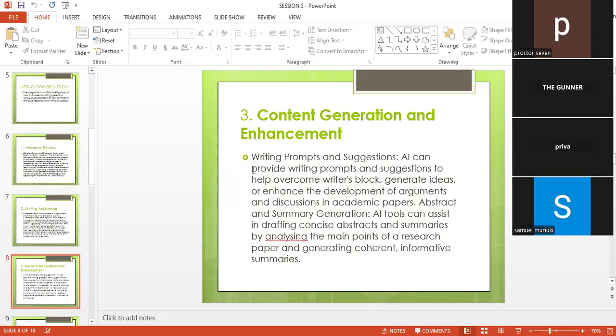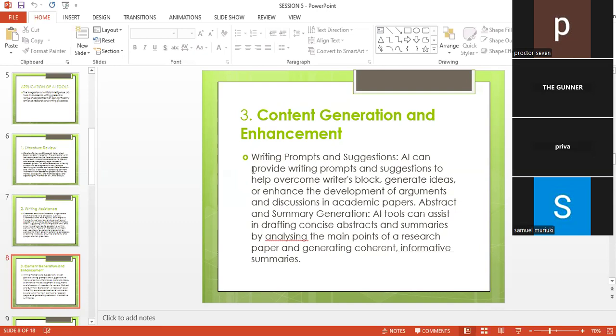Yes, when you give AI prompts, it can generate content. AI tools can assist in drafting a concise abstract and summaries. It can do that.